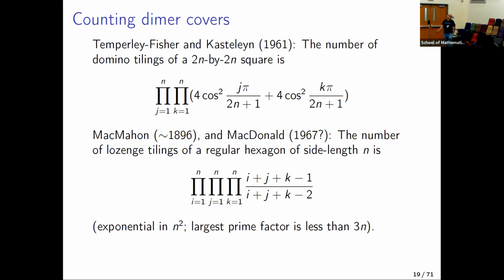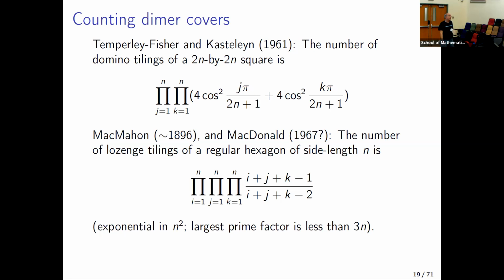MacMahon found a formula slightly different from this for the number of lozenge tilings of a regular hexagon, and Macdonald reformulated it as this elegant triple product. Again, the factors are not integers, but if you multiply them all out, it turns out to be an integer. And I want to point out, for reasons that will become clear later, that this number is really smooth, by which I mean it's a product of primes that are much, much smaller than it. More specifically, this number is exponential in n squared, but its largest prime factor is at most 3n, in fact less than 3n. So we'll see more numbers like that later.